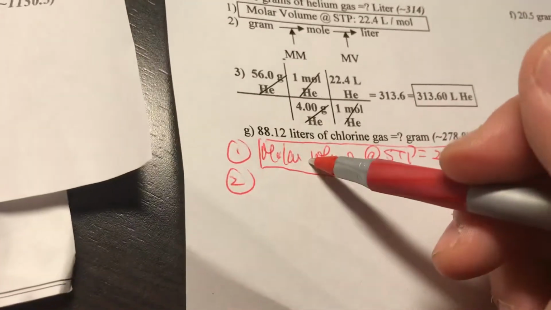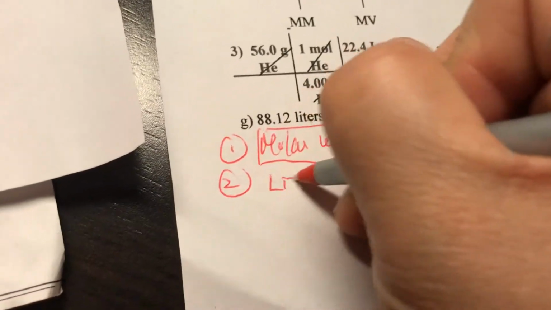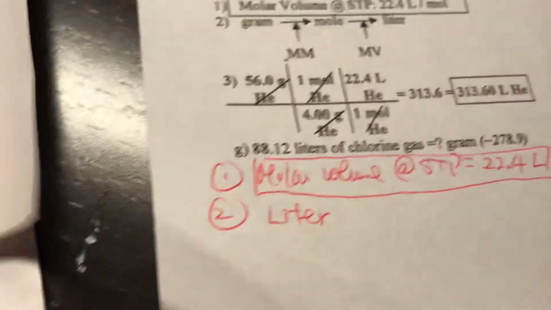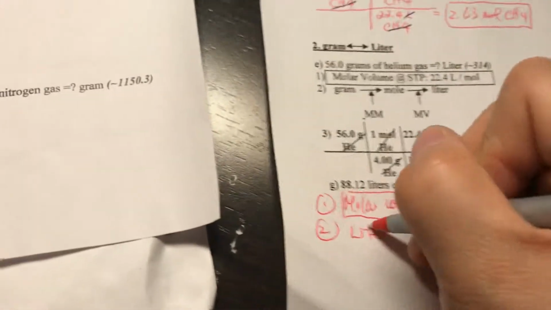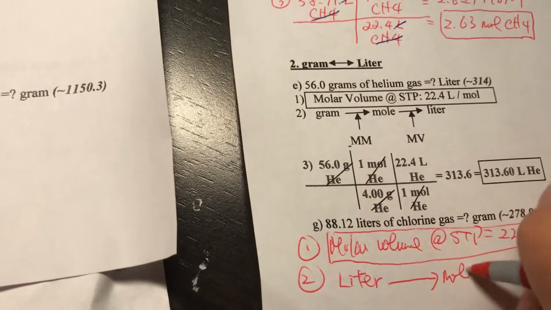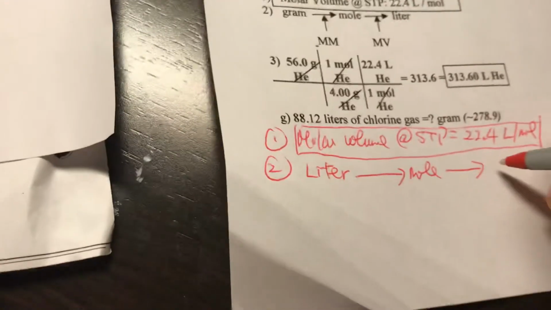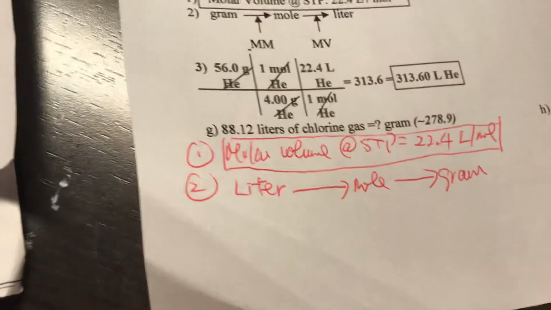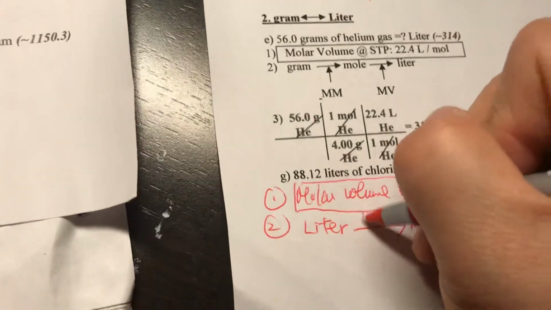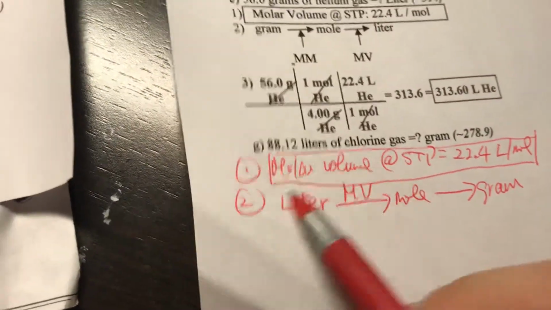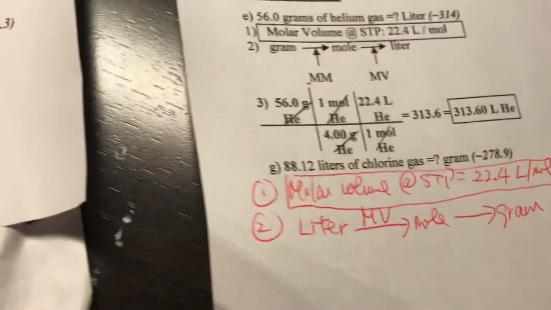I was given liters, and again, I can't go to grams directly. I was given liters, and I'm looking for grams. I have to go through moles first, and then I will go to grams. So from liters to moles, I'm using molar volume, and then from moles to grams, I'm using molecular mass, MM.